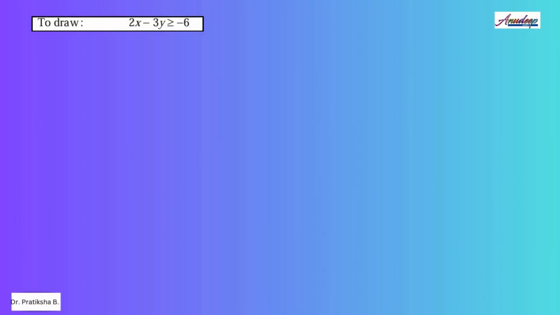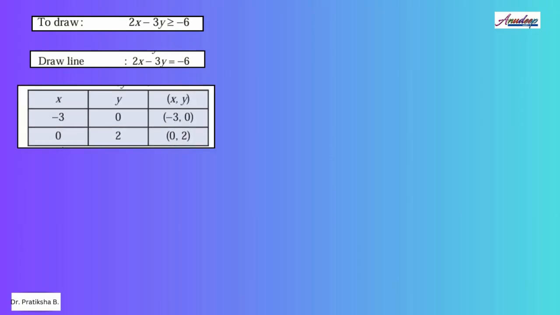Now let us see how to draw the line 2x minus 3y greater than or equal to minus 6. As the first step, as you know, we convert the inequality to an equality, so it will be 2x minus 3y equal to minus 6. Now we need to work out the coordinate points which satisfy the equation. To get two distinct points, we equate one variable to 0. The first time we equate y equal to 0, and we get x as minus 3. So minus 3, 0 is a point which lies on the given line.